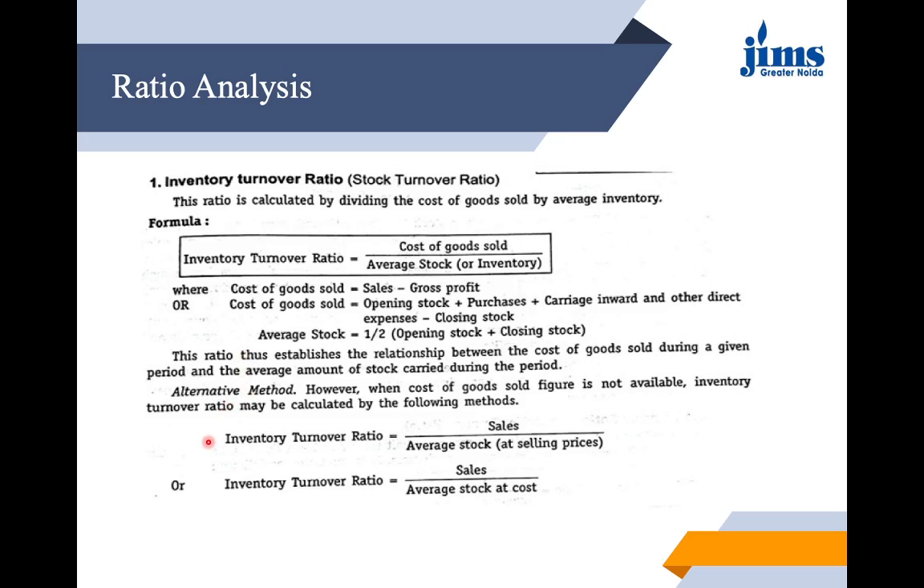In that case, inventory turnover ratio can also be calculated by dividing sales by the average stock at selling prices. Inventory turnover ratio can also be calculated by dividing sales at cost by average stock at cost. Accordingly, we can use it as per the information given in the question.